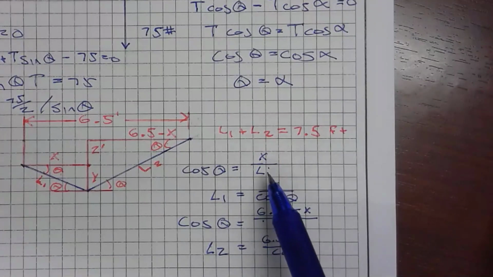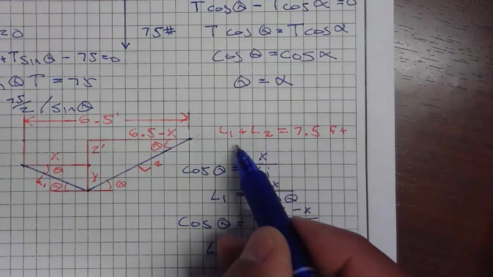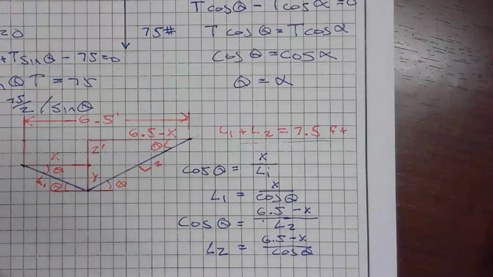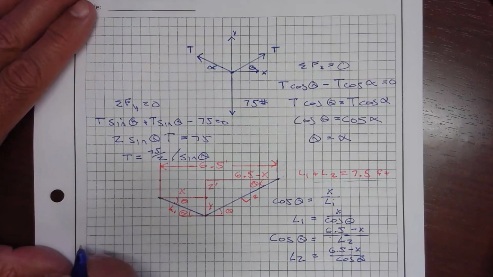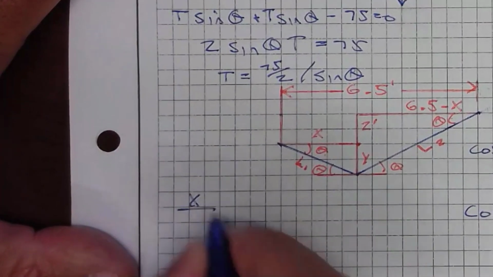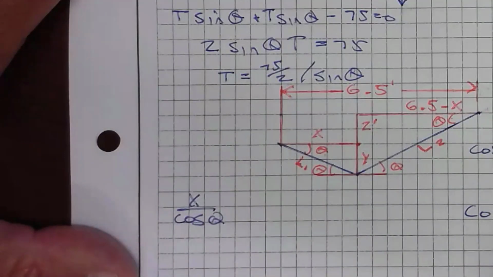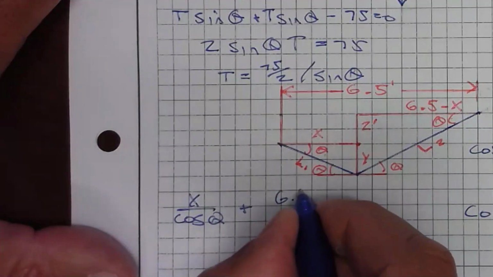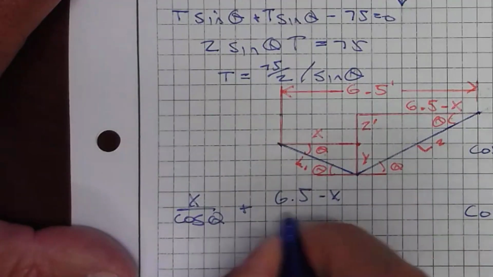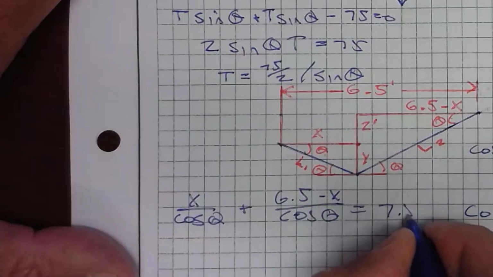Now what we're going to do is substitute these values into this formula here. So we're going to end up with x divided by cosine of theta plus 6.5 minus x divided by cosine of theta is equal to 7.5 feet.